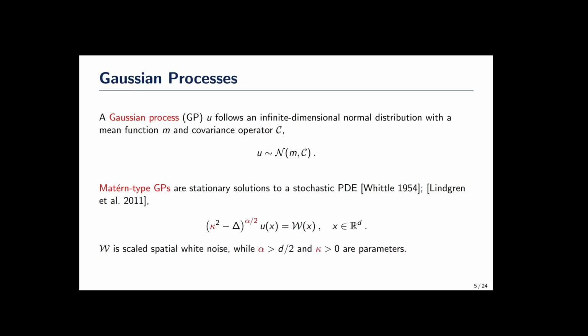And the properties of your resulting Gaussian process are determined by the parameters that we use in this representation. So I have highlighted these two parameters, where alpha can be seen as a regularity parameter, and kappa, once alpha is set, determines the length scale or correlation length of your Gaussian process.